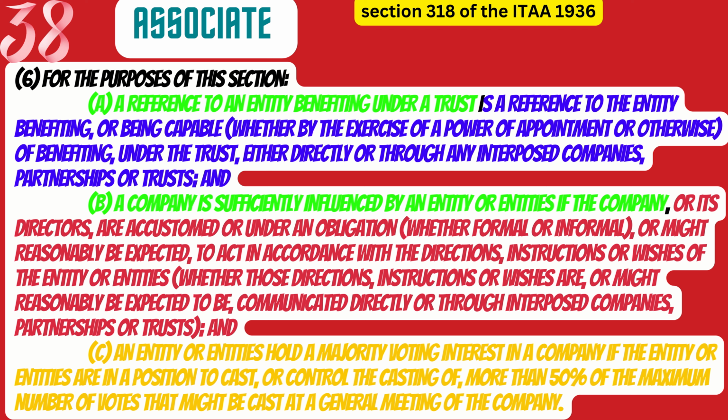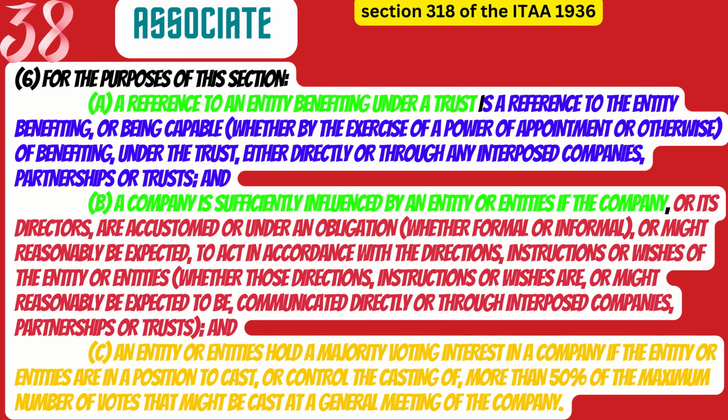And c. An entity or entities hold a majority voting interest in a company if the entity or entities are in a position to cast, or control the casting of, more than 50% of the maximum number of votes that might be cast at a general meeting of the company.